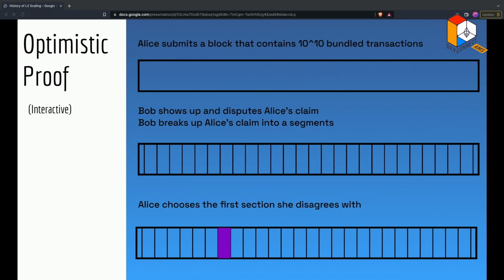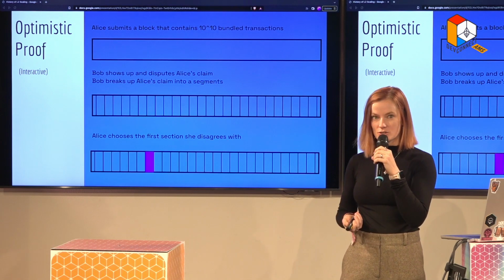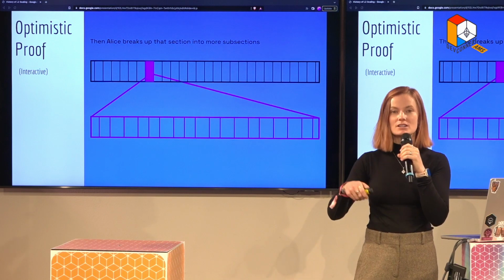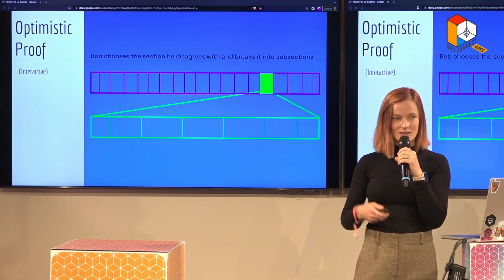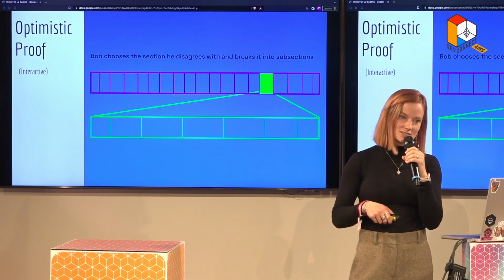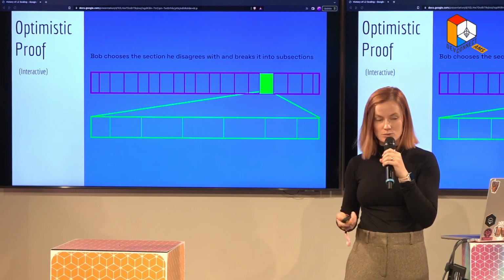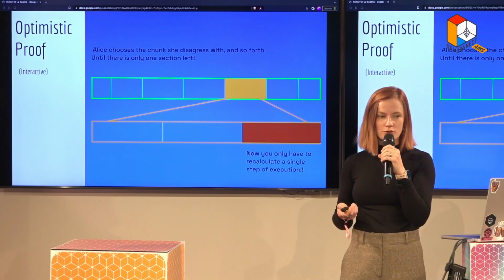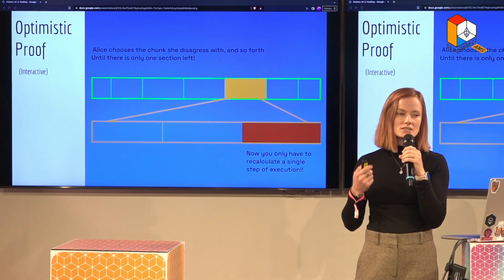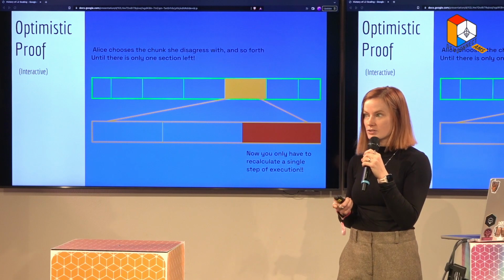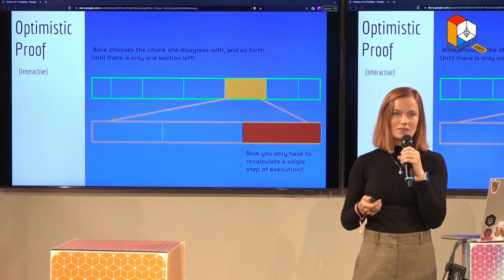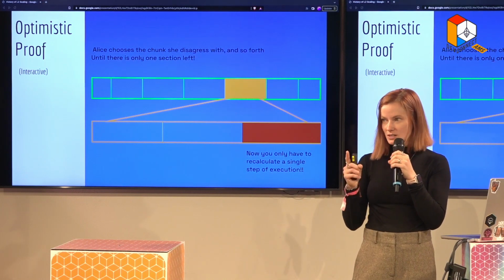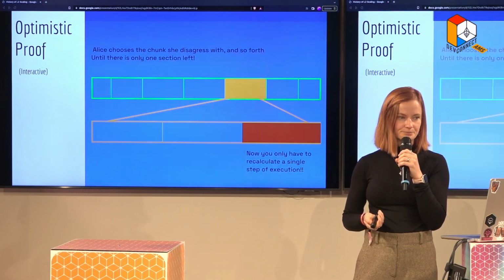Of Bob's segments, Alice chooses the first section that she disagrees with. Then Alice takes that section and breaks it up into more subsections. Then Bob chooses a section within Alice's section and breaks that up into more subsections. Then Alice chooses a chunk she disagrees with, and so on and so forth. And they keep doing this until there's only a single step of execution left to dispute. That's why it's interactive. Bob and Alice are going back and forth until they find the specific single part of the execution that they disagree with.